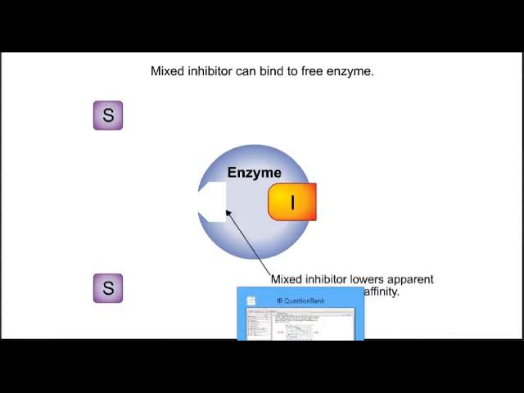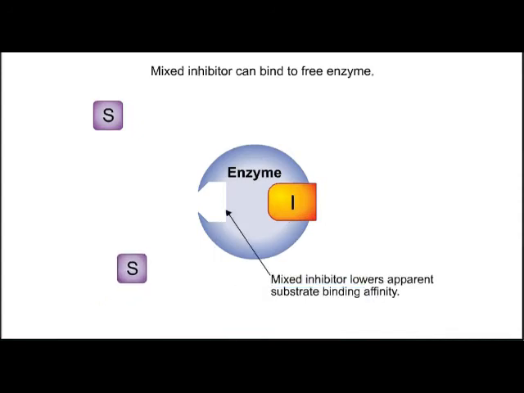Mixed inhibitors can therefore bind to free enzyme prior to substrate, distorting the active site to a non-optimal conformation for catalysis. The inhibitor-distorted active site has trouble converting the substrate to product before it dissociates, resulting in a lowered apparent substrate binding affinity.